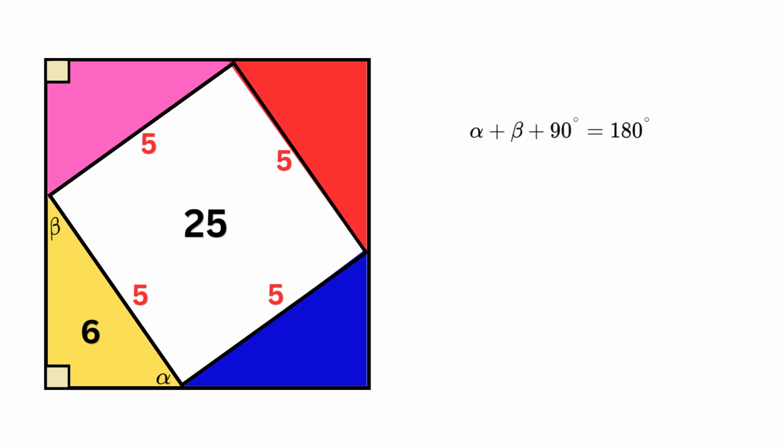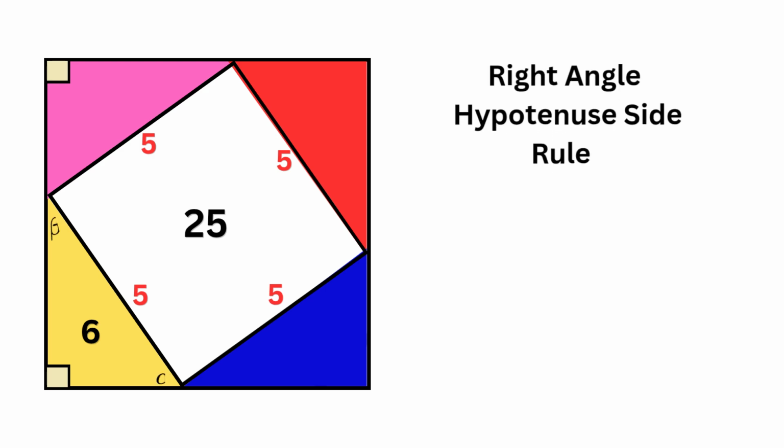Now, look at the corner of the inner square. There is also a 90 degree angle. That means the adjacent angles must also sum to 90 degrees. Hence, all 4 triangles share the same angles and the same hypotenuse of length 5. And by the right angle hypotenuse side rule, they're congruent.